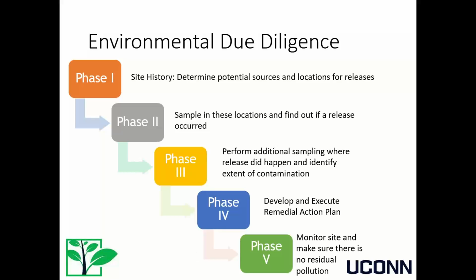In terms of the environmental due diligence, the environmental assessment and cleanup essentially has several phases. Typically we categorize it in 5 distinct phases, starting from phase 1, where we're trying to understand the site and determine potential sources and locations for releases of contamination. That phase typically does not involve any sampling. So we start by conducting a record review and understanding the site's history.